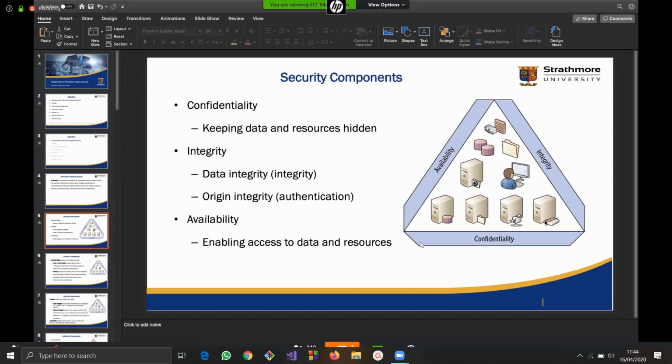And finally, we have availability, which is what? Hello, can you hear me? Yes, I can hear you. But what is the question? We are looking at the CIA triad, and we are looking at availability. So what do we mean when we say we need availability as part of the most integral components of security?